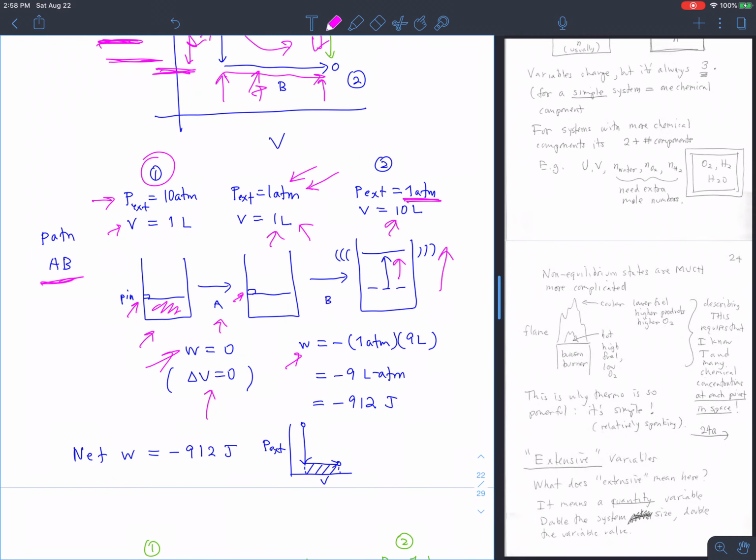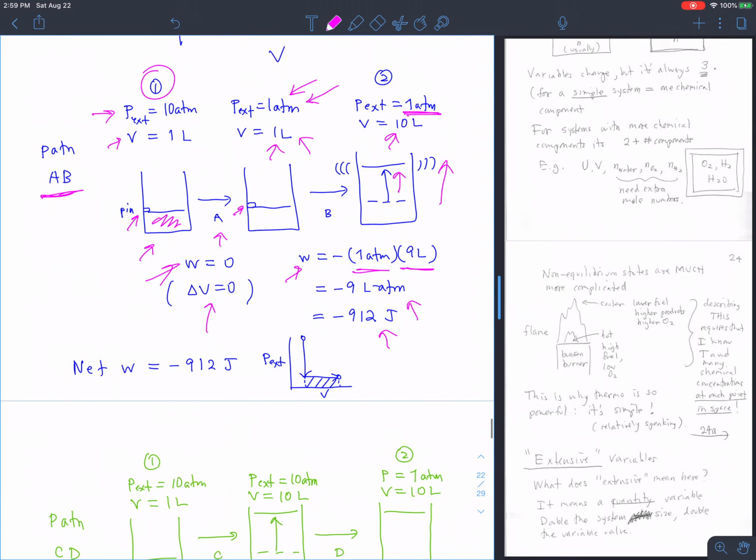So now there is a work, and it's equal to the pressure times the volume change. That's 1 atmosphere times 9 liters, and that's 9 liter atmospheres, or 912 joules, minus 912 joules. This is a case where the system is doing work on the surroundings, and so the system's losing energy, and that's reflected by that minus sign. So the overall net work for the whole 2 steps combined is minus 912 joules. And that's the area under the little curve for this A-B step process.